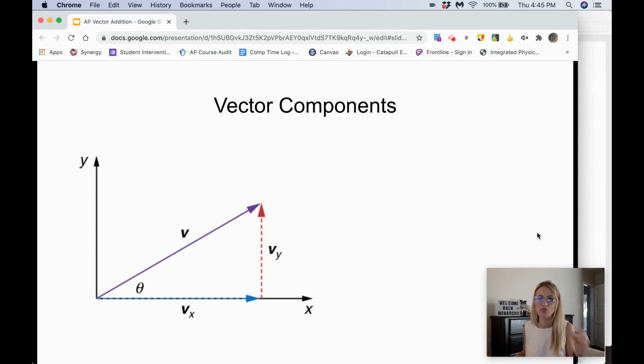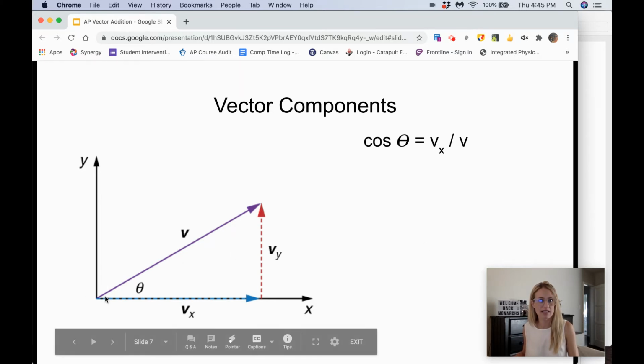You got to do it right away. So we know trigonometry, right? Yes, I hope. So I know that if I'm talking about the cosine of this angle, remember SOHCAHTOA, CAH, which means it's the adjacent side over the hypotenuse. So I have V sub x, which is the x component of that vector, over the hypotenuse, which is V.